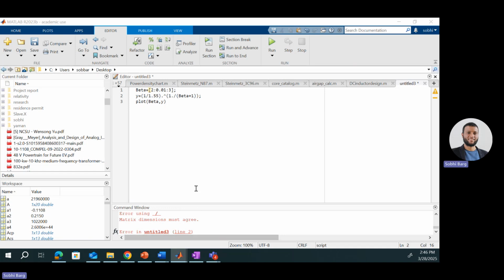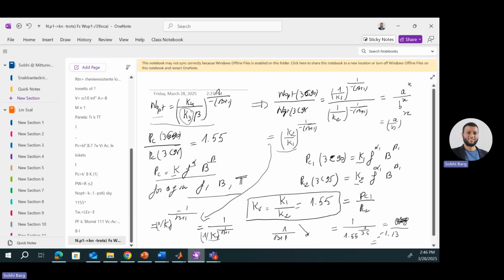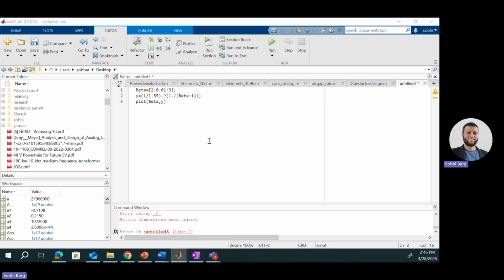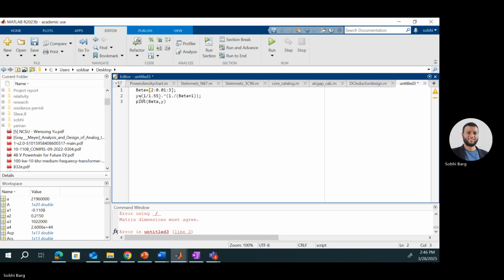I think I made also a mistake here. Let me check the equation, the correct equation. Okay, so the whole should be 1 over. This equation should be 1 over this. Of course, you can simplify the equation.